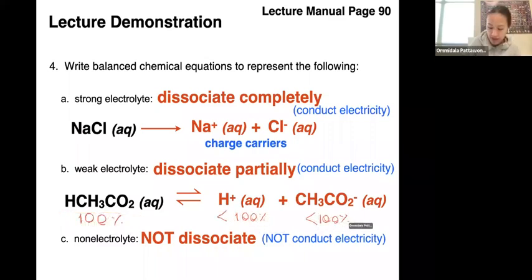That's what it tells you. Okay, so that means in this case, we have less of the charge carrier in comparison to the strong electrolyte case. All right, last one, non-electrolyte.